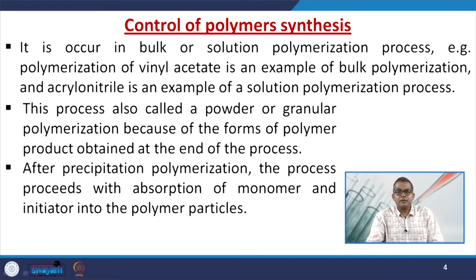It usually occurs in bulk or solution polymerization processes. You may take the example of polymerization of vinyl acetate, which is usually a bulk polymerization, and acrylonitrile is used as a solvent in the solution polymerization process. This process is also called a powder or granular polymerization because of the form of the polymer product obtained at the end of the process. So, after precipitation, the process proceeds with the absorption of monomer and initiator into the polymer particles.